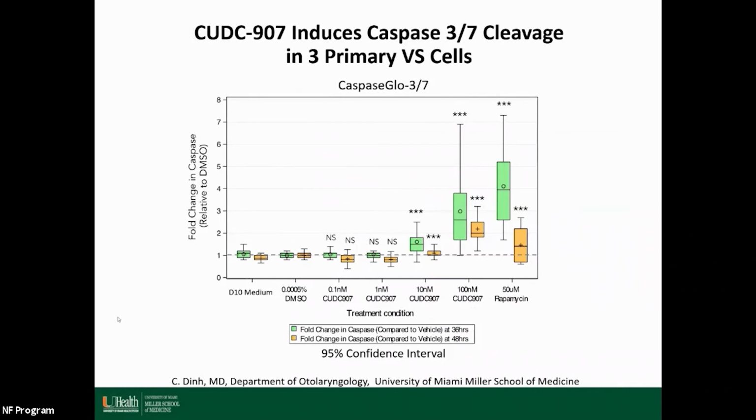3 of the 6 vestibular schwannomas were treated with 0.1 to 100 nanomolar CUDC-907 for 36 and 48 hours, and assessed for induction of cell death with a Caspase-Glo 3/7 assay. 50 micromolar rapamycin was used as a positive control. All 3 vestibular schwannoma cells showed cleavage of caspase 3/7 at 100 nanomolar at 48 hours. CUDC-907 is the first compound studied during the last 4 years that induces apoptosis in all these vestibular schwannomas studied.